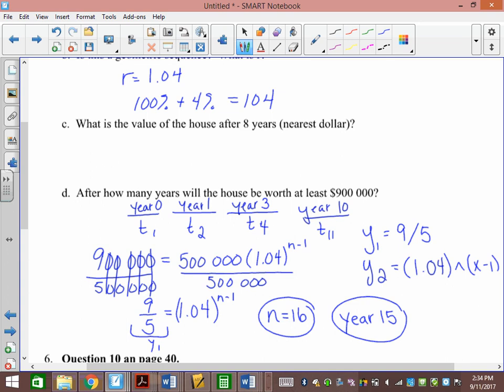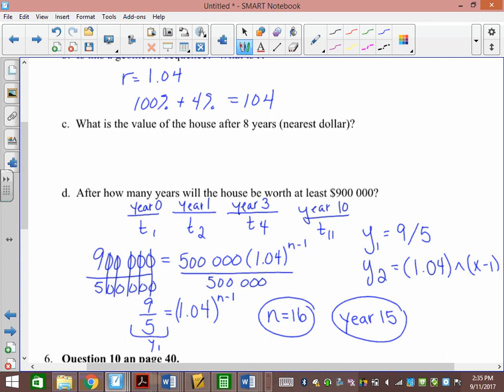But your Y1 would be 1.8 instead. You still have to use your calculator. So how would you do it then here? Your Y1 would still be 1.8. You still have to do it that way. Instead of 9 over 5 in your Y1, you'd have 1.8. But if you're doing it without your calculator, you can't.